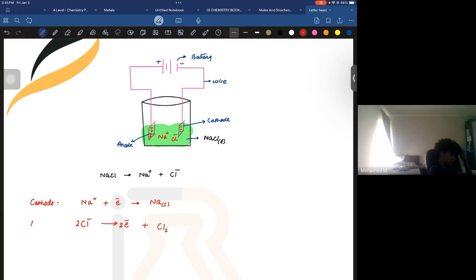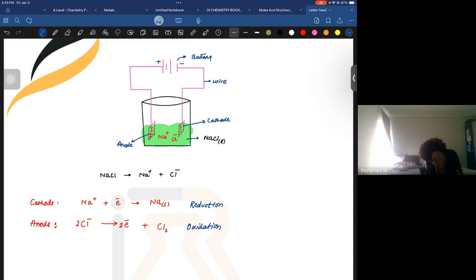and this is for the anode. The chlorine at the very end of the anode is a gas. Now, reduction and oxidation. Reduction means gain of electrons. So Na plus is going to gain an electron, so that's why it's reduction.